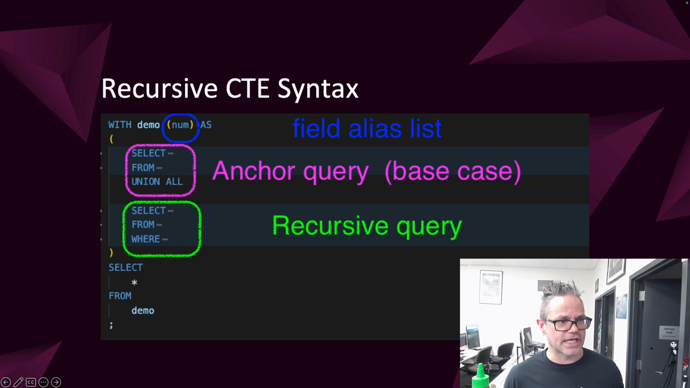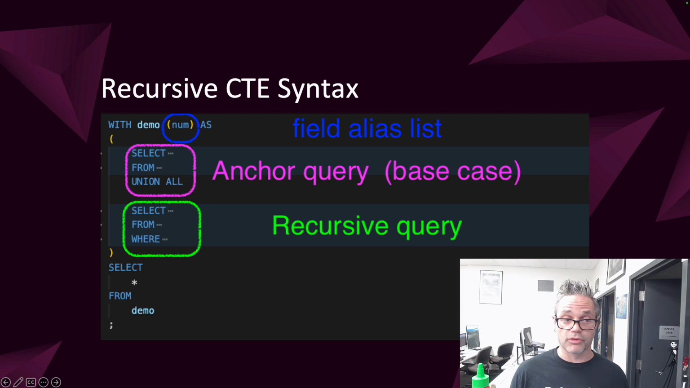So here we can see that example. For this recursive CTE, I'm not doing the actual details of the query, I'm just looking at how the structure happens. With demo, I have my field alias list, num, as, and then I have my anchor query, select from union all, which is my base case where I'm starting with the base that I'm working with. And then I have my select from and my where clause, which has the limits to stop that recursion, and then select everything from that query. So I've got to run that.